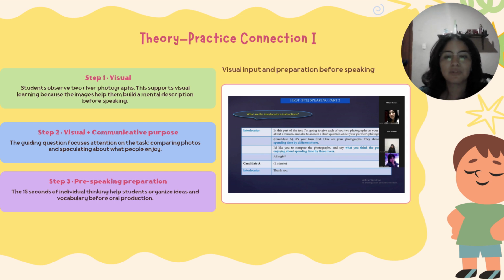Steps 2 and 3 are related to the auditory learning style. Both the teacher's question and the time allotted for thinking about the answer indicate the beginning of an oral discussion about the images, where the students' speaking skills will also be assessed.